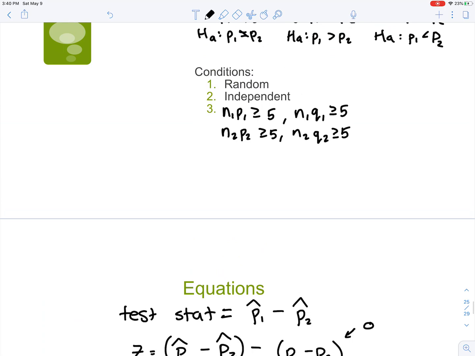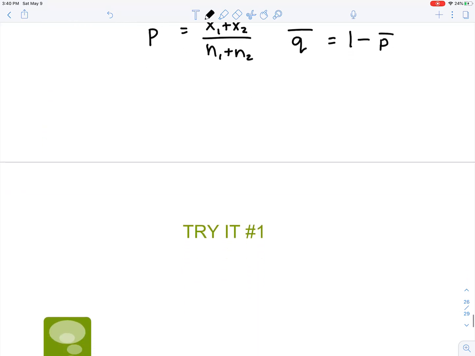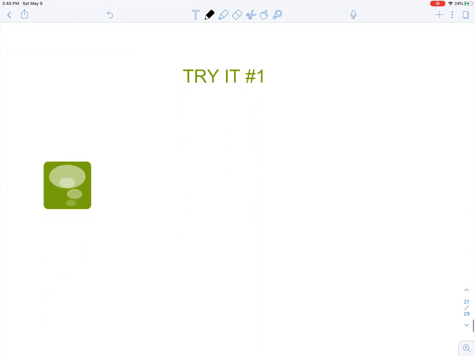Remember that n1 times p1, n1 times q1, n2 times p2, and n2 times q2 all have to be bigger than or equal to 5 for you to even look at these. Also notice that we're using the z, so you're going to be using the z chart.